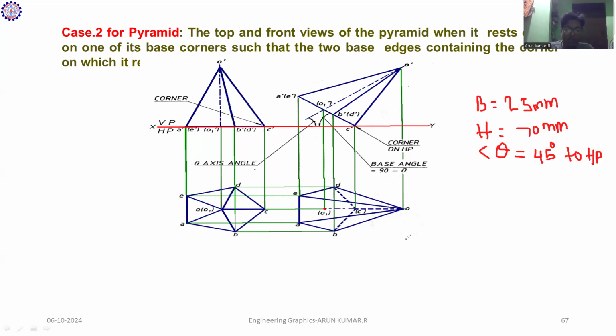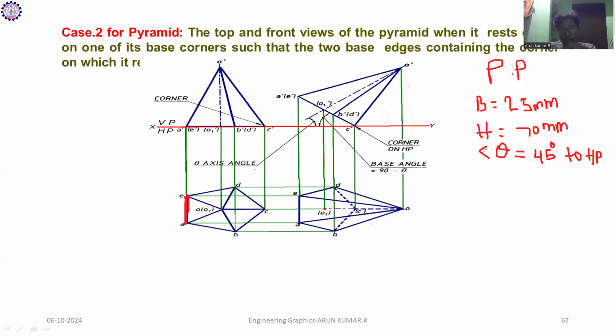So first of all, see what data is given. After that you can consider the diagram, and the orientation of the solid I have to place is very important while solving the problem. Here, one of the base edges is perpendicular to VP. This is the base edge. Since it is a pentagonal pyramid, the pentagon has five sides, so I have to draw five sides and then construct the pyramid. These are the data I assumed for this type of problem.